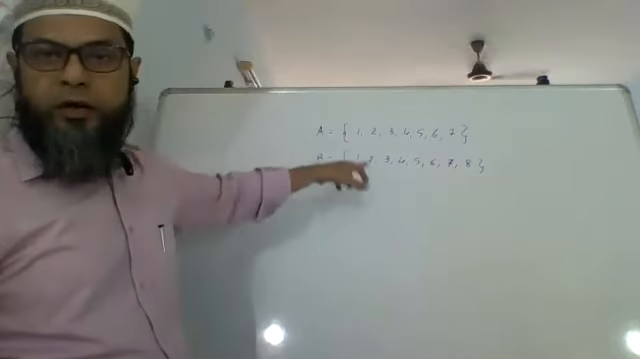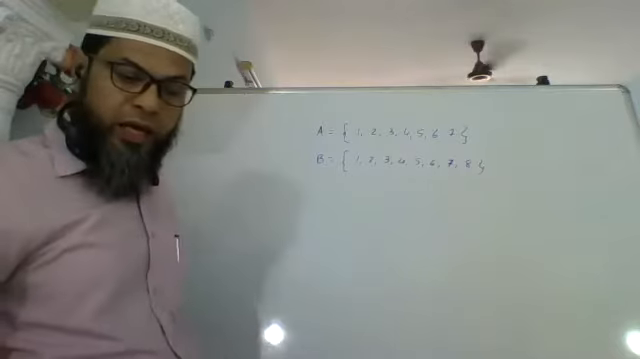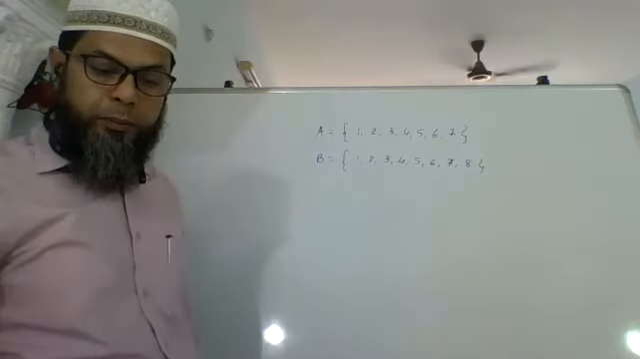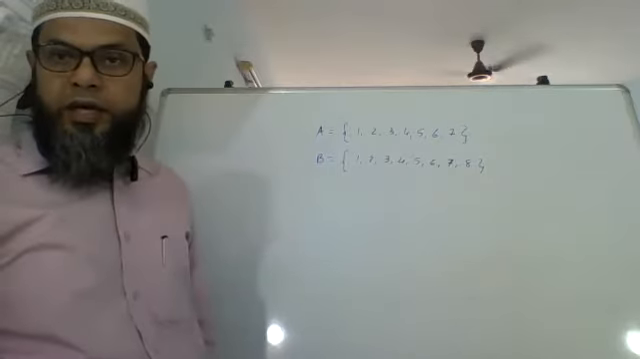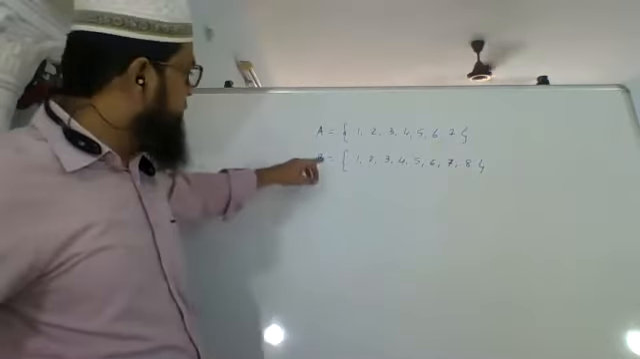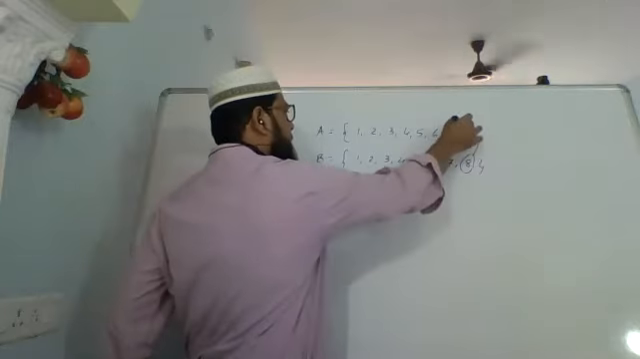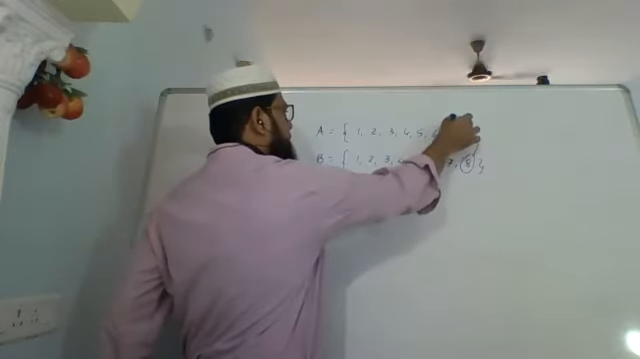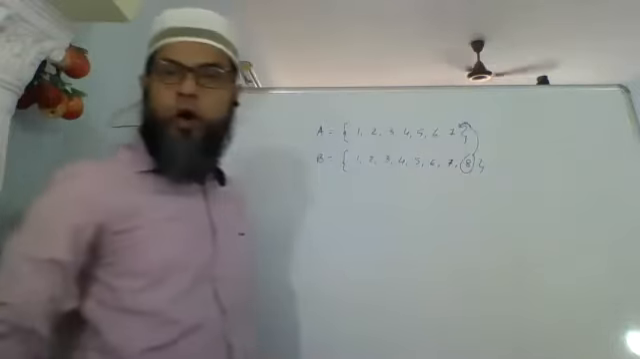So every element of A is there in B, but every element of B is not there in A. 8 is not there in A, isn't it? 8 is not there in A. That's why these two are not equal.